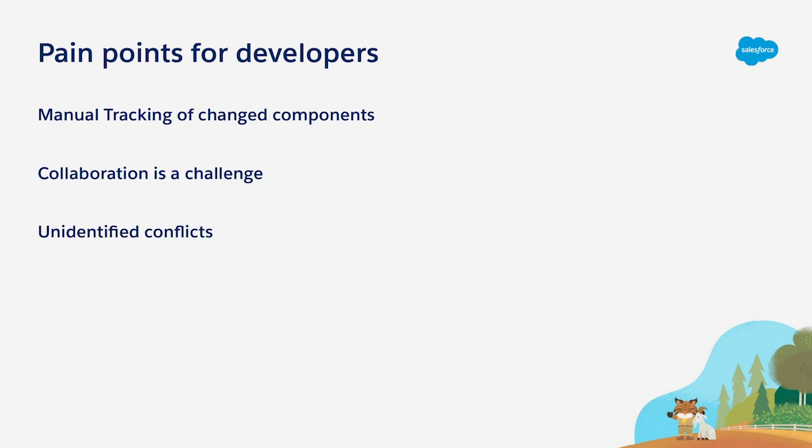Unidentified conflicts. You can potentially overwrite others' changes if you are deploying the same files touched by others in the sandbox. And then time-taking deploys for small tests. When working with Scratch orgs, the aim is to quickly run the tests or perform the QA and get the changes reviewed. Without source tracking, you still need to manually track the changes, deploy them every time you want to test something in a Scratch org.